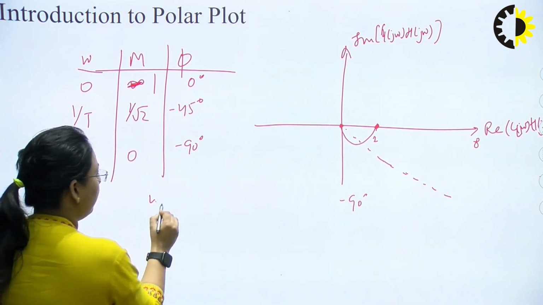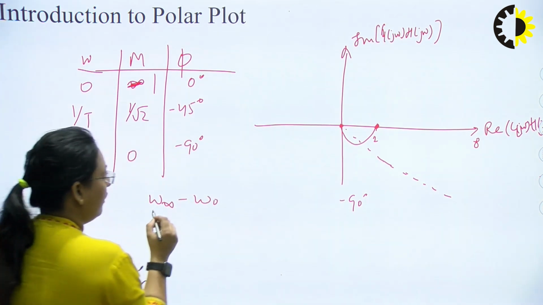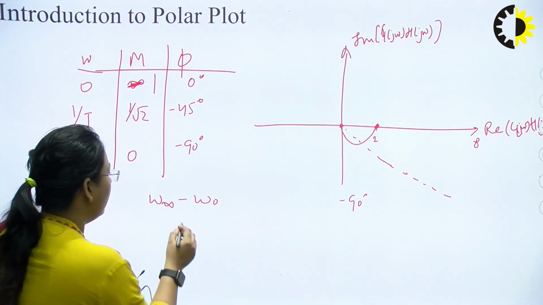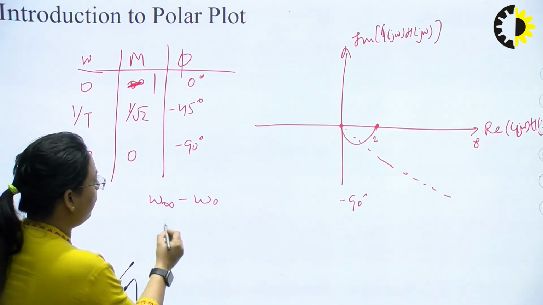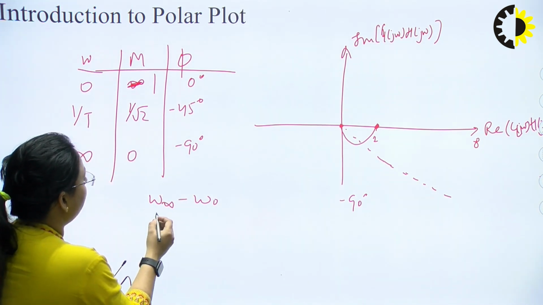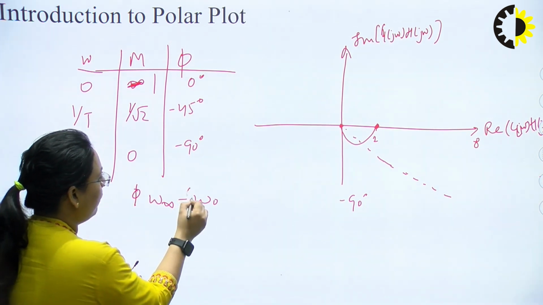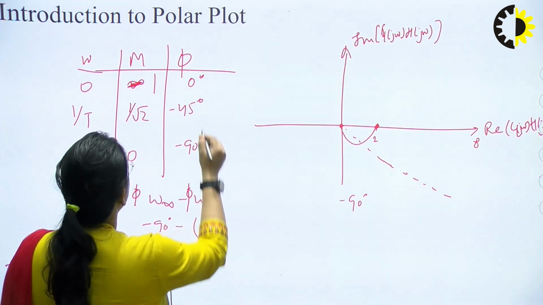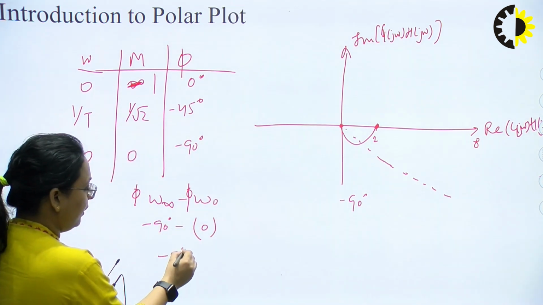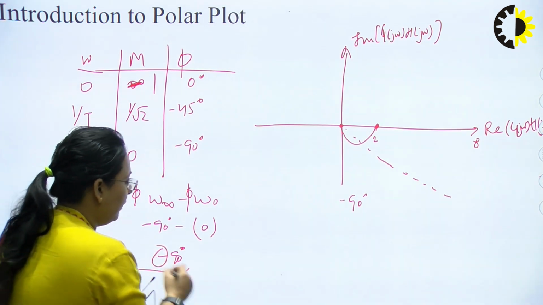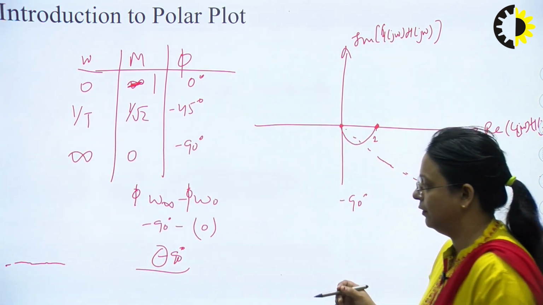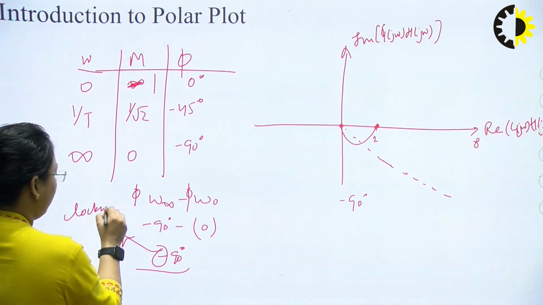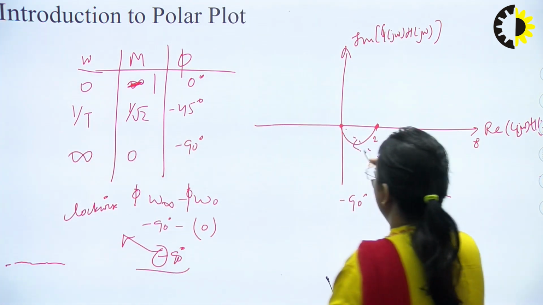For that, you can use the trick omega infinity minus omega 0. So, this plot will be telling you the direction: the angle at omega infinity and the angle at omega 0. What is the angle at infinity? Minus 90 minus the angle at omega 0, which was 0. So, I am getting minus 90 degree. The minus sign indicates the clockwise direction. This negative sign says that the direction is clockwise. So, this will be the direction of the polar plot.